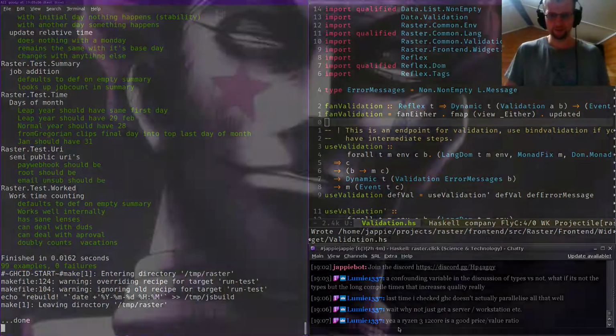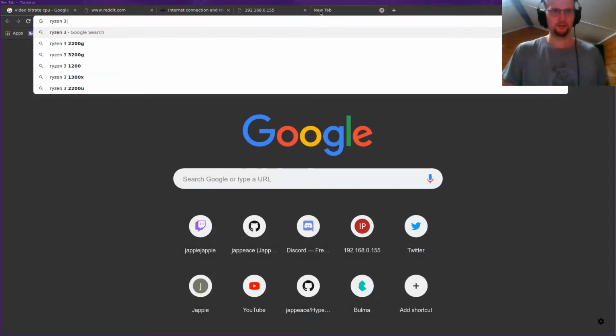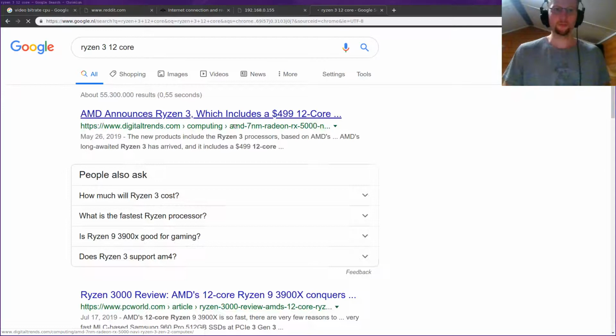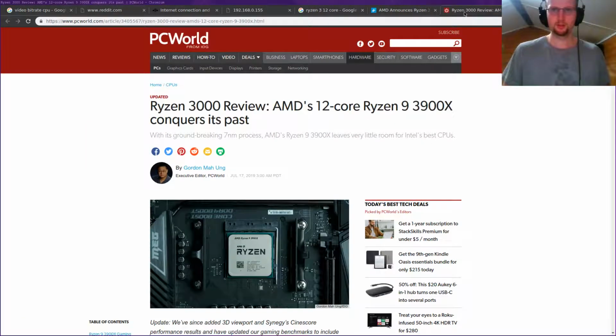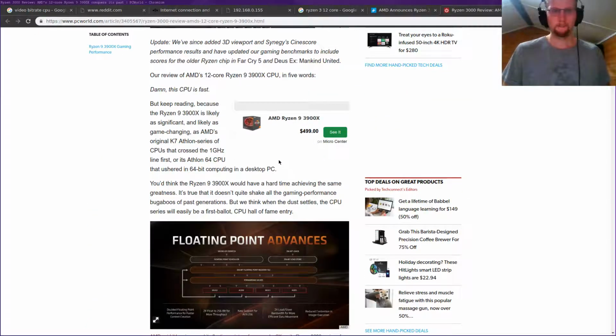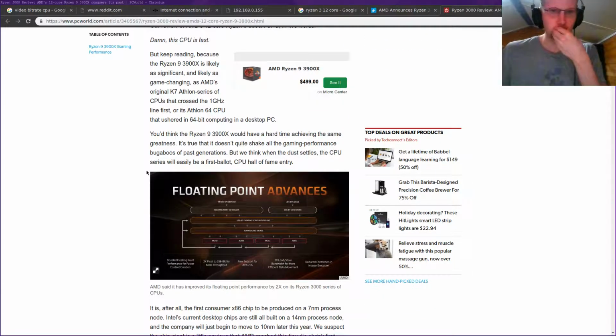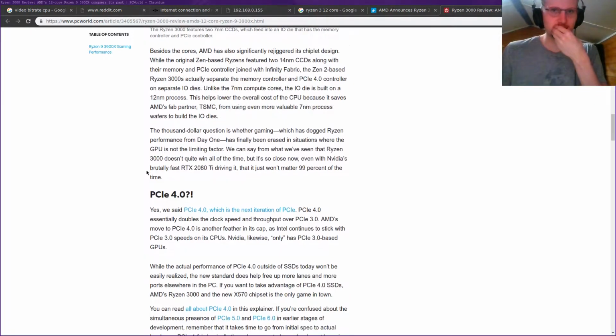Ryzen 3 12 core. Okay, let's look at it. I'm interested. Ryzen 3 12 core. Yeah, does it have a GPU as well? I just want to have a package. Basically Tweakers. It's pretty good. But this is just a CPU, I suppose. No, I actually need to build the entire thing then.